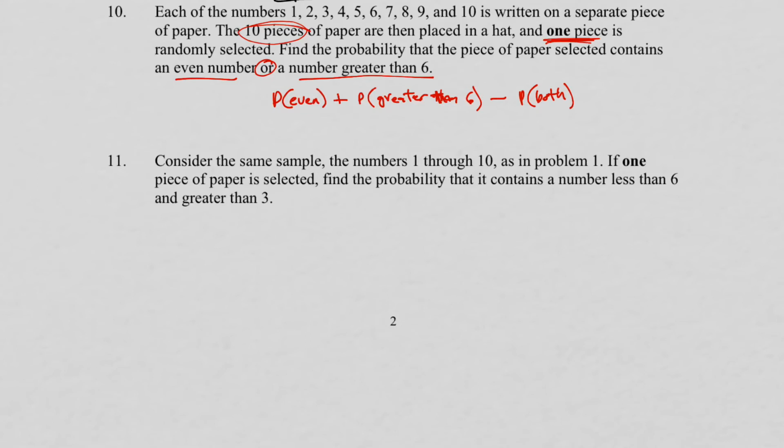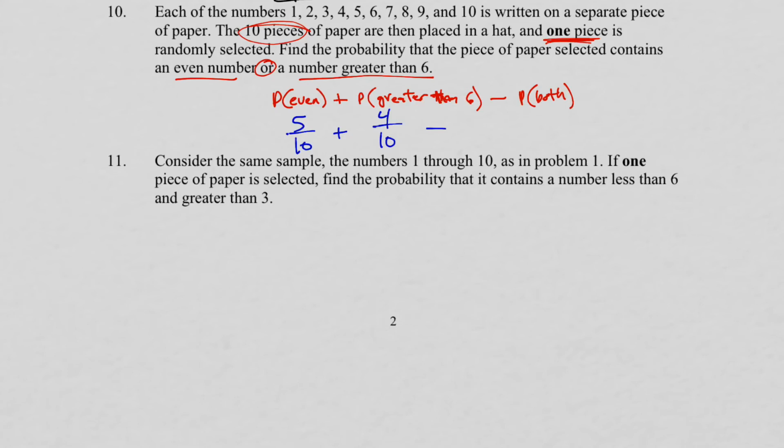All right. How many even numbers are there from 1 to 10, guys? You can count them. It's 2, 4, 6, 8, 10. That's 5 evens. How many greater than 6? 7, 8, 9, 10. That's 4. So that's 9 total so far, 9 out of 10.